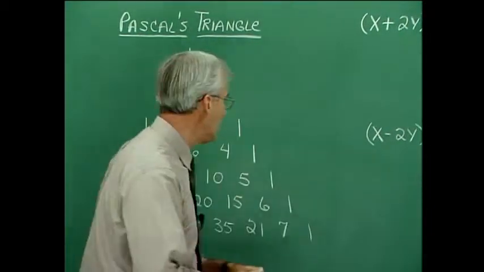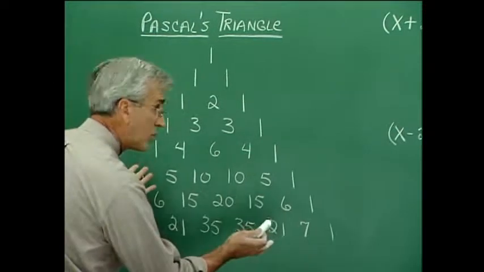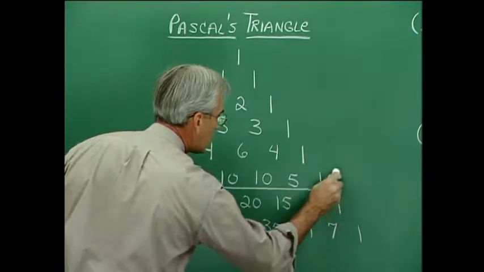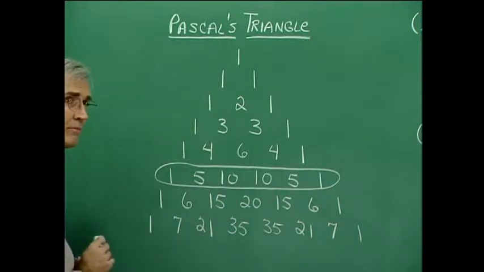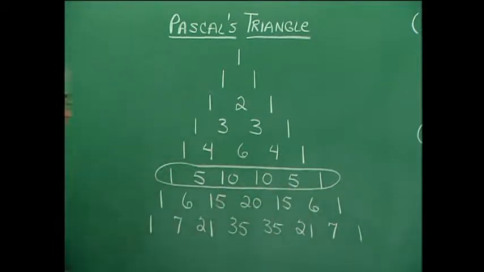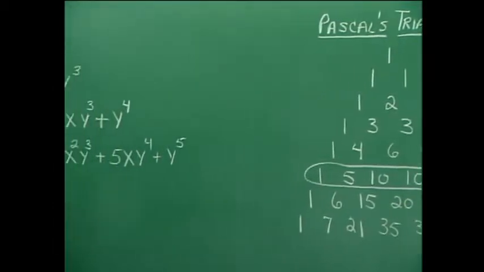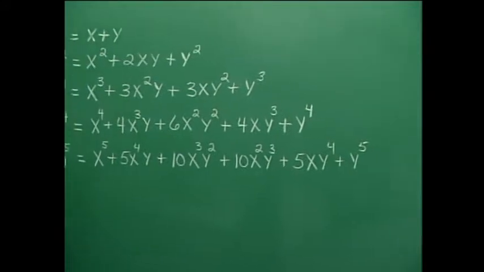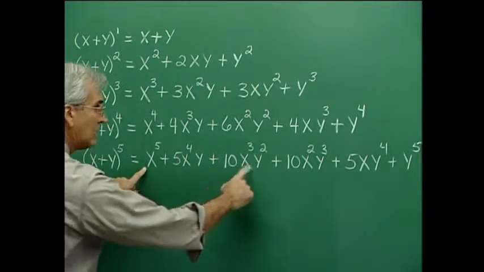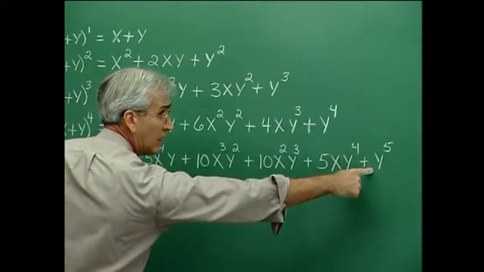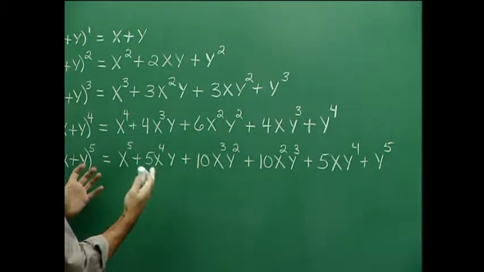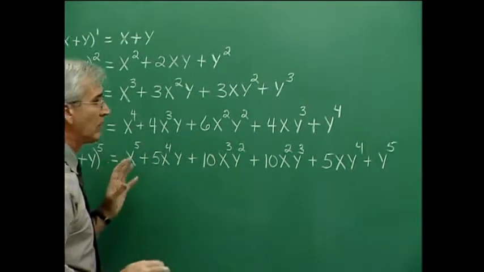For example, if we look at the expansion of a 5th degree binomial, the coefficients will be given by these values in Pascal's triangle. Now notice 1, 5, 10, 10, 5, 1. Come over here. We have in the 5th degree expansion of x plus y, as coefficients 1, 5, 10, 10, 5, 1. So using Pascal's triangle, we can actually generate the coefficients involved in binomial expansions.